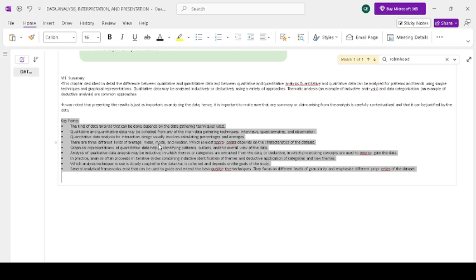Key points: the kind of data analysis that can be done depends on the data gathering techniques used. Okay. Qualitative and quantitative data may be collected from any of the main data gathering techniques: interviews, questionnaires, and observation. Quantitative data analysis for interaction design usually involves calculating percentages and averages. There are three different kinds of average: mean, mode, and median. Which is most appropriate depends on the characteristics of the dataset. Graphical representations of quantitative data help in identifying patterns, outliers, and the overall view of data.